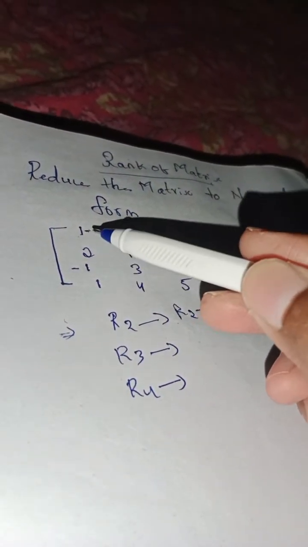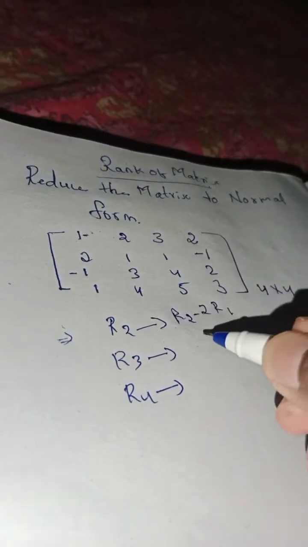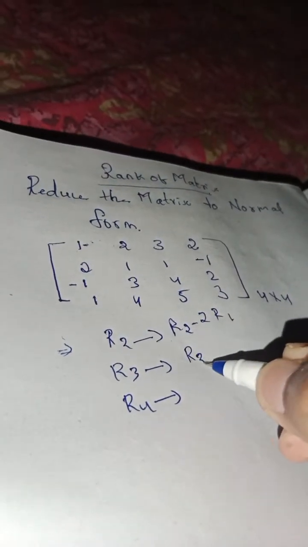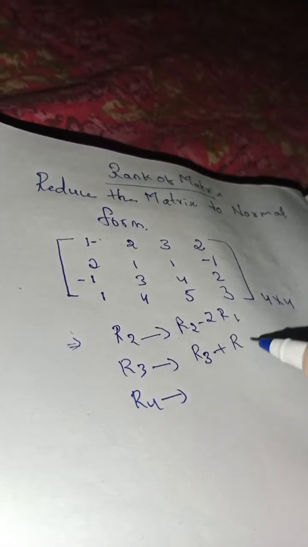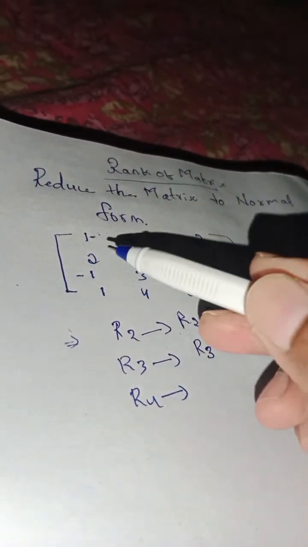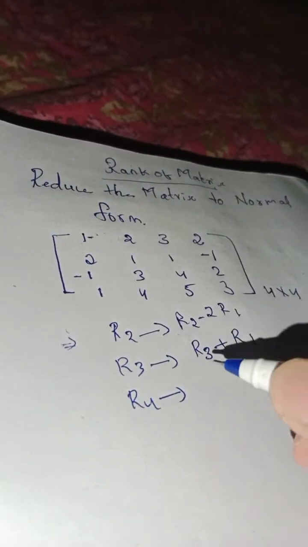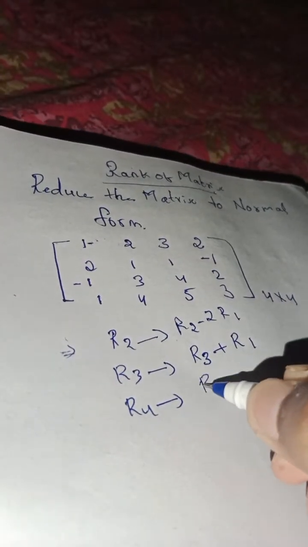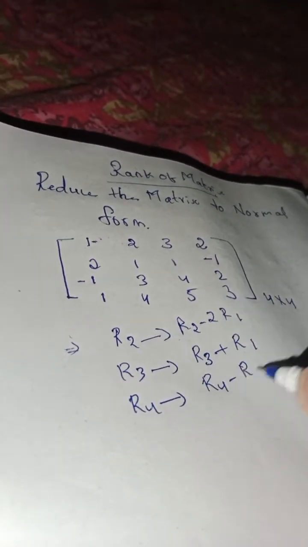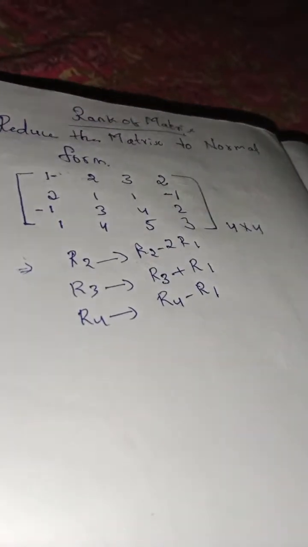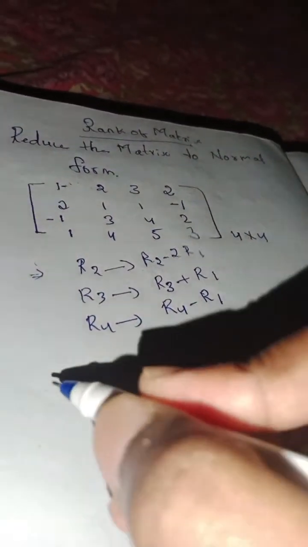Next, it is simple. Minus 1 plus 1 will be 0. So R3 tends to R3 plus R1. And here it is 1 minus 1 will be 0, right? So R4 will be R4 minus R1. So this is the row operation.